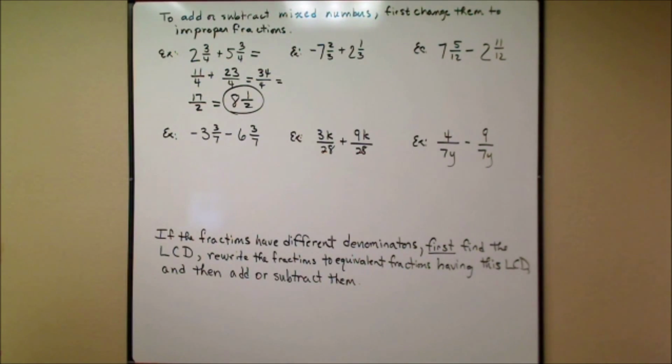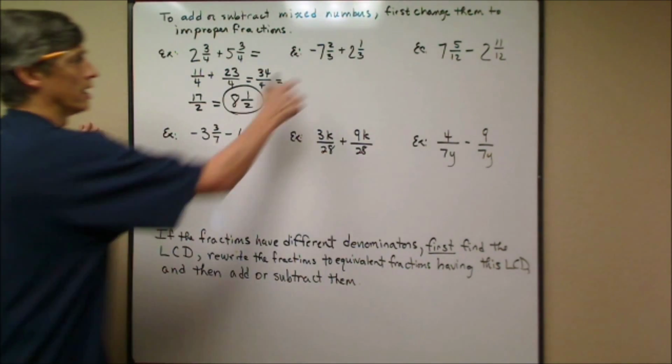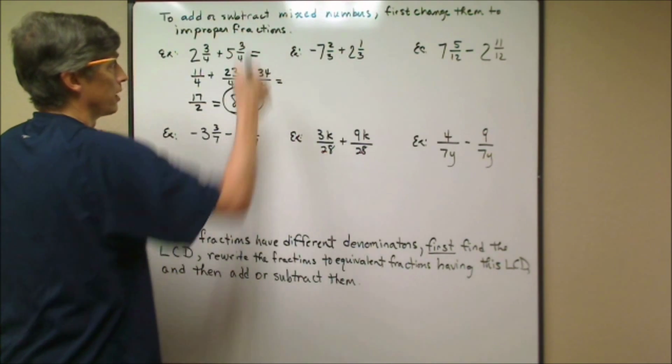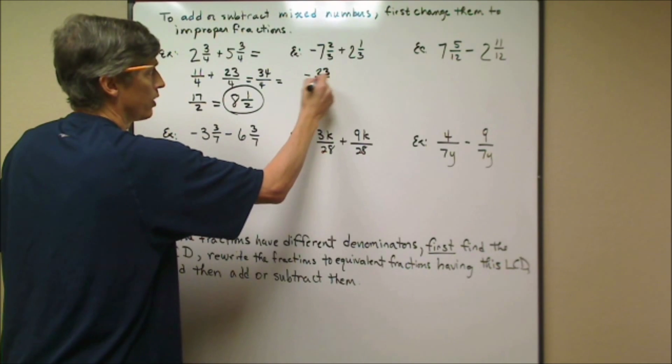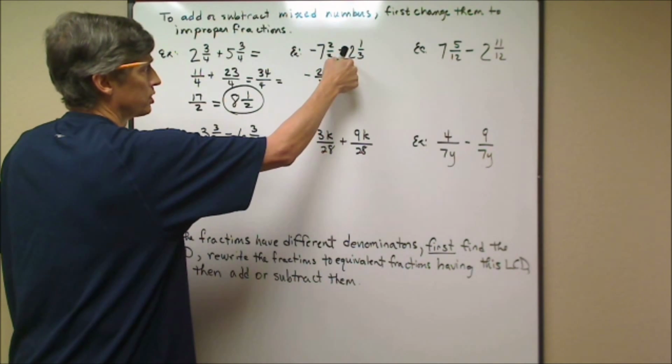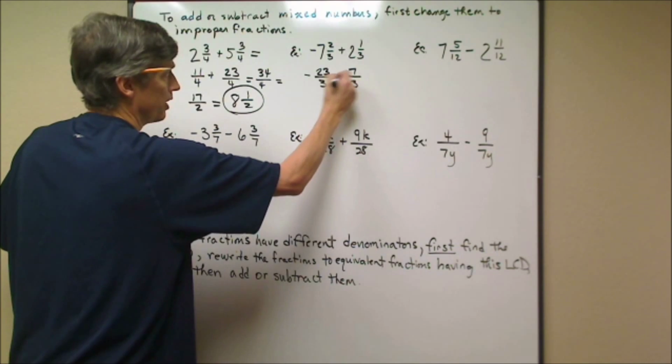I'll try it here where I have 1 negative, 1 positive. I'm going to first change them into improper fractions. 3 times 7, 21 plus 2. This is -23 over 3. 3 times 2, 6 plus 1, 7 over 3.